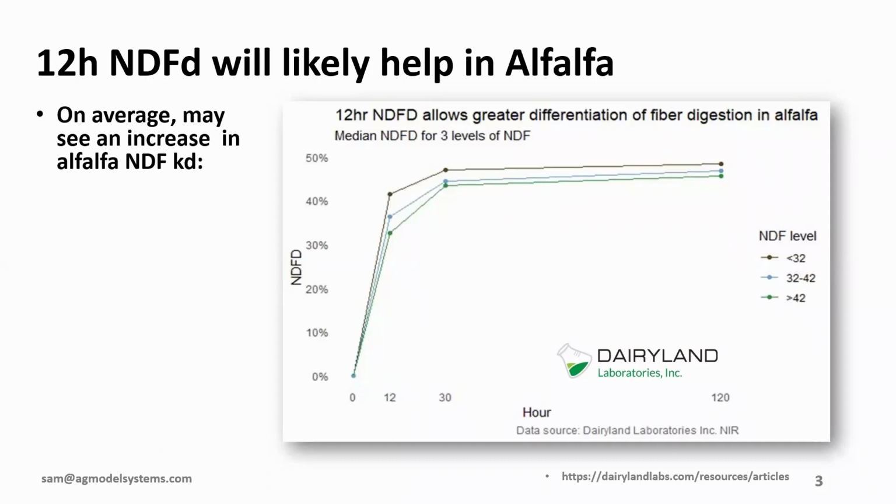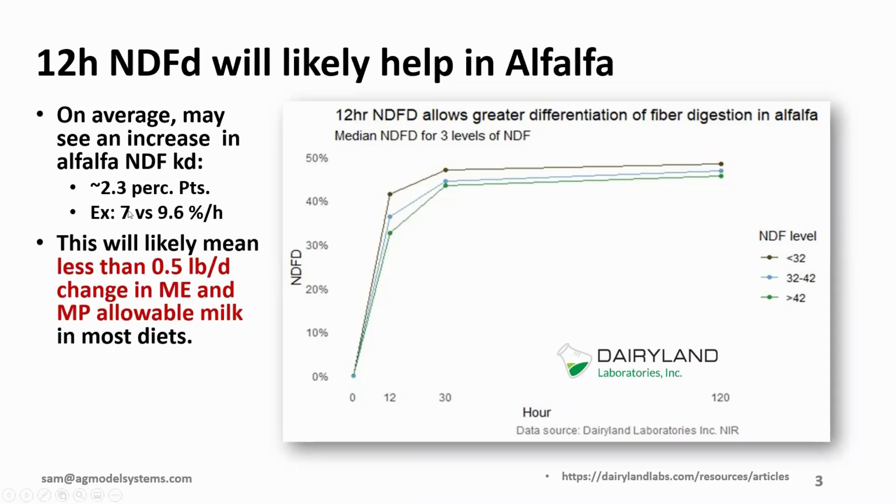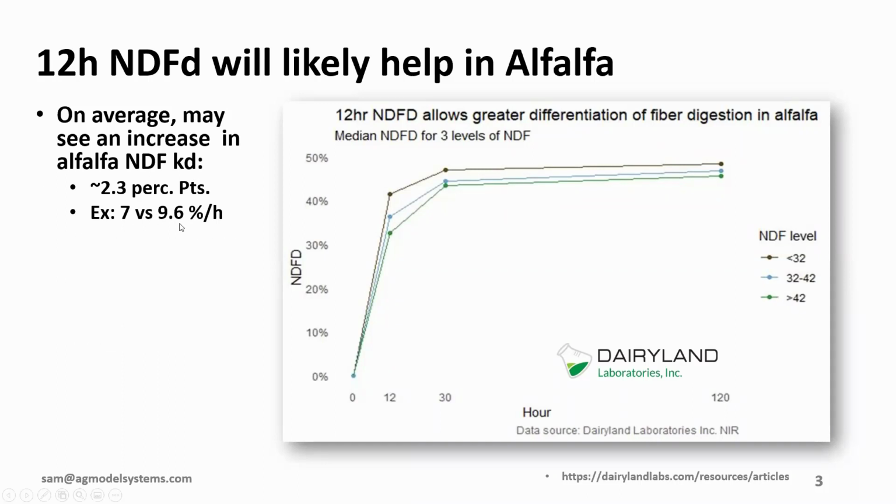So when we actually put this down to real data and understanding what's the effect in the model, generally we probably are going to see, if you're using the 12-hour versus just the 3 time point, 30, 120, and 240, if you're including that 12-hour, we're probably going to see an increase in the calculated KD. The average for a subset of the data that I've analyzed is right around 2.3 percentage points, meaning if we had a 3 time point KD of 7% per hour, we would see that probably go a little bit closer to 9.6 per hour.